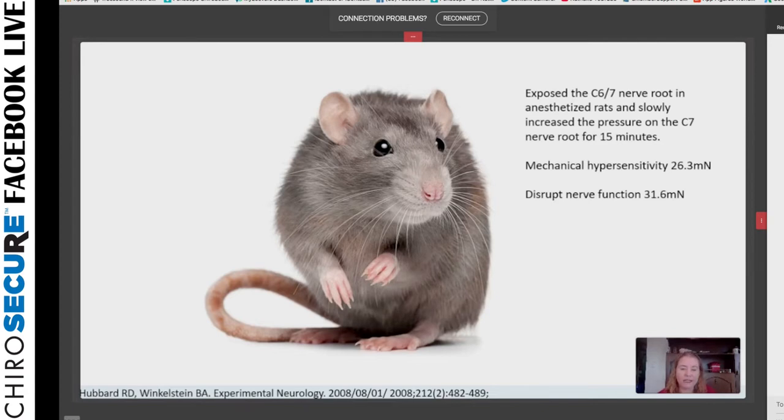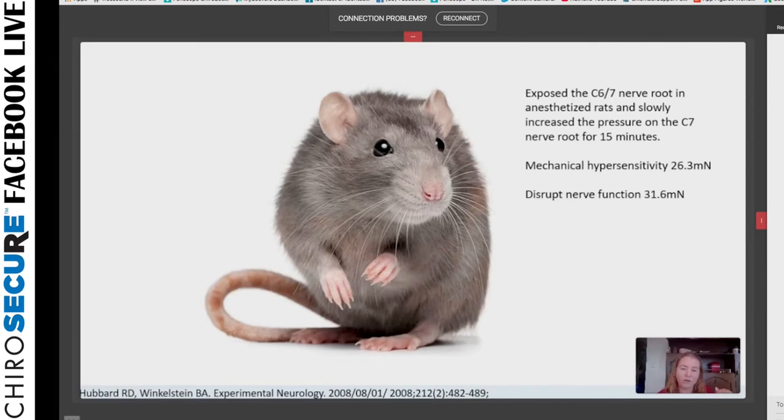What was really interesting was the amount of pressure that it took for the animals to start acting as if they were in pain. It's called mechanical hypersensitivity. If you start touching their paws, they show a withdrawal reflex as if they're in actual pain from the touch, which obviously shouldn't happen. So it's like a full-blown nerve root pain issue.